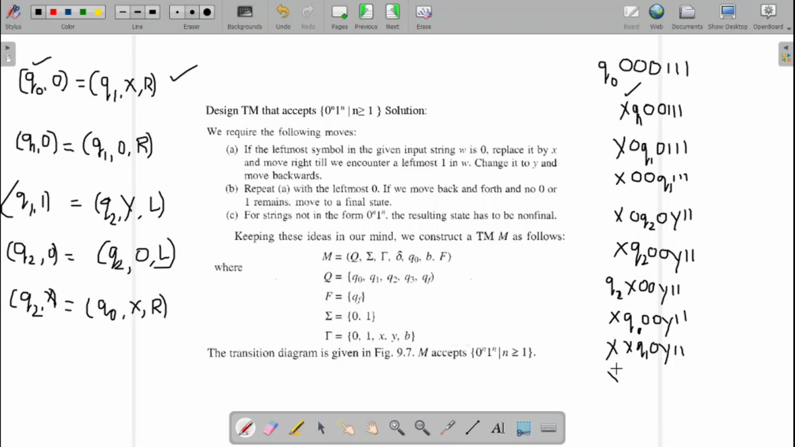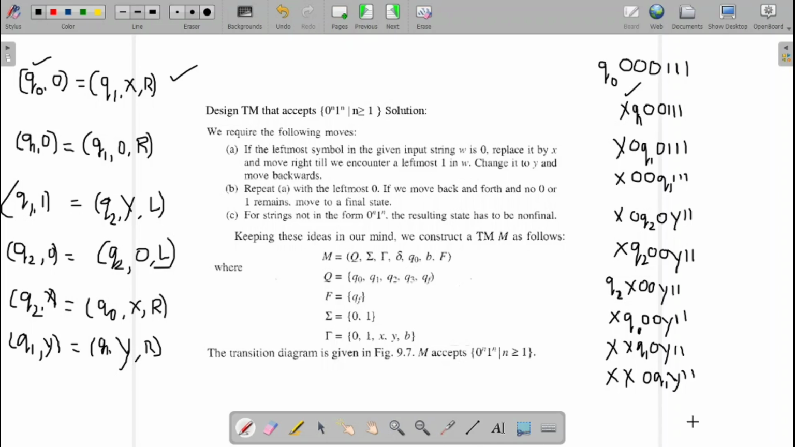How it will be? X, 0, Q1, Y, 1, 1. Now I got Q1 on Y. So I need to search for 1. If I get the Y, I need to just move forward. That is Q1 on y, which is not defined already, that we are defining. Q1 on y, Q1 as it is, Y as it is, and I need to have the right move over there.